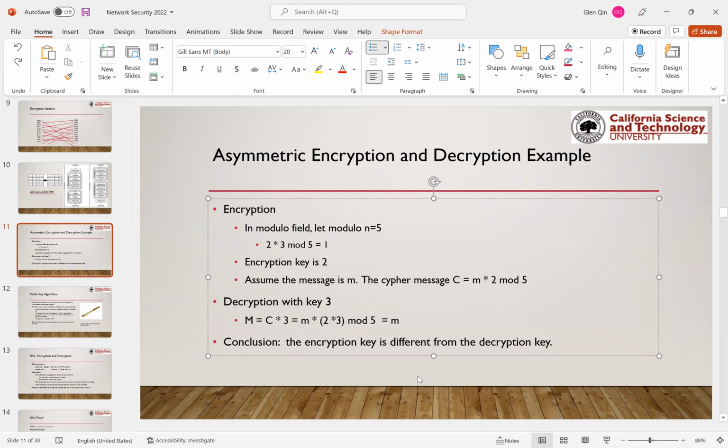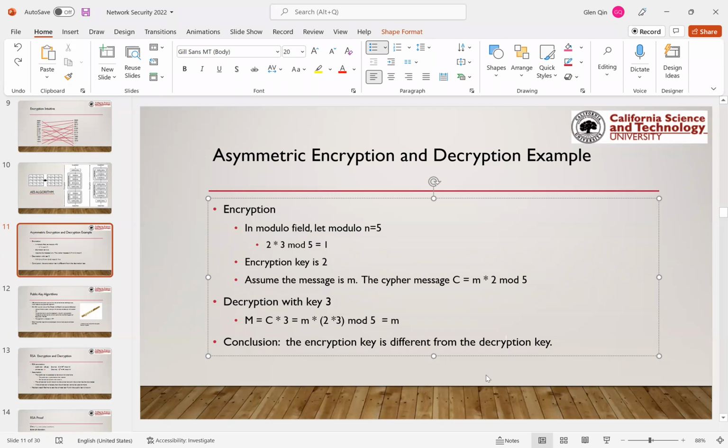So the conclusion is that the encryption key is different from the decryption key. This is just math, very magical math, and there were just three smart guys who found this. It's called asymmetric encryption and decryption. Did I lose anyone?